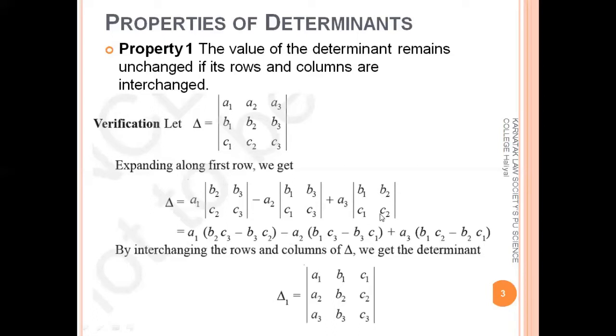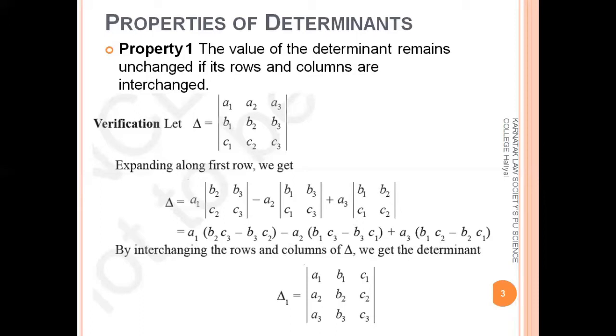Once you get this, you just need to multiply here. A1 times (B2 into C3 minus C2 into B3), minus A2 times (B1 into C3 minus C1 into B3), plus A3 times (B1 into C2 minus C1 into B2). You will get the answer here. We call it 1 because we expanded along the first row.